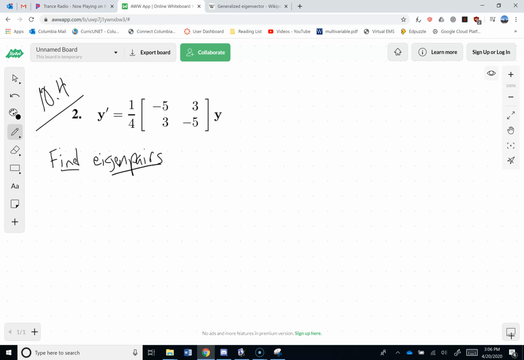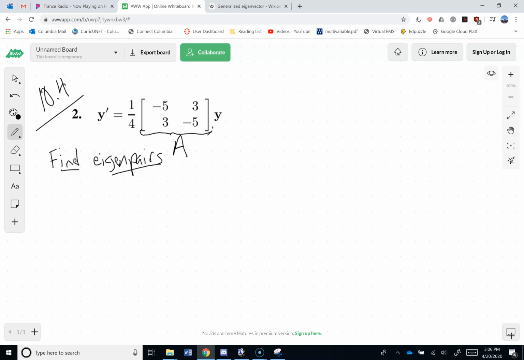You would just be finding the eigenpairs for the matrix itself, right? Not even the 1/4, because it wouldn't matter. Yeah, I'm going to leave the 1/4 out of this business. So, A matrix. I'm going to call that matrix negative 5, 3, 3, negative 5 matrix A. Can we just do that? Just say that's actually the coefficient matrix? Yeah, this is the coefficient matrix.